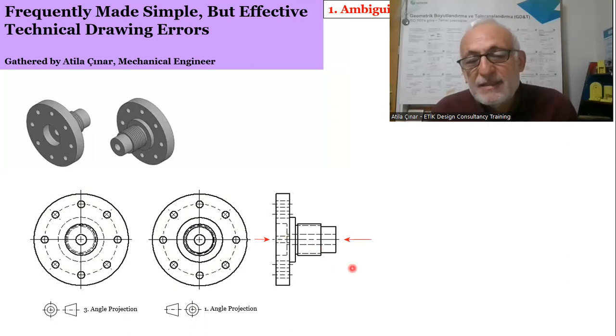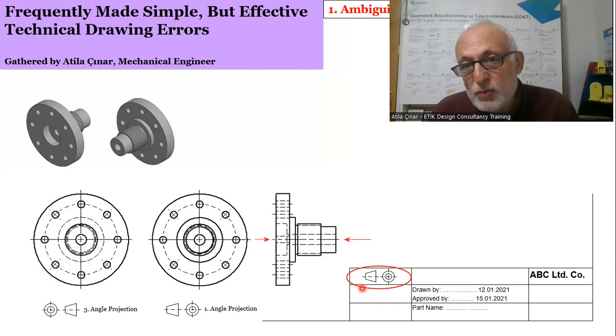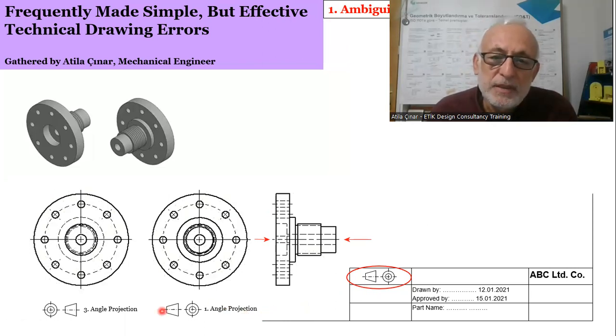How do we do that? We do that by using the appropriate symbol here. For example, if this symbol is put on the label of the technical drawing, this means that the first angle projection method is used. Or if you are using the third angle projection in the drawings, you must put this symbol here.